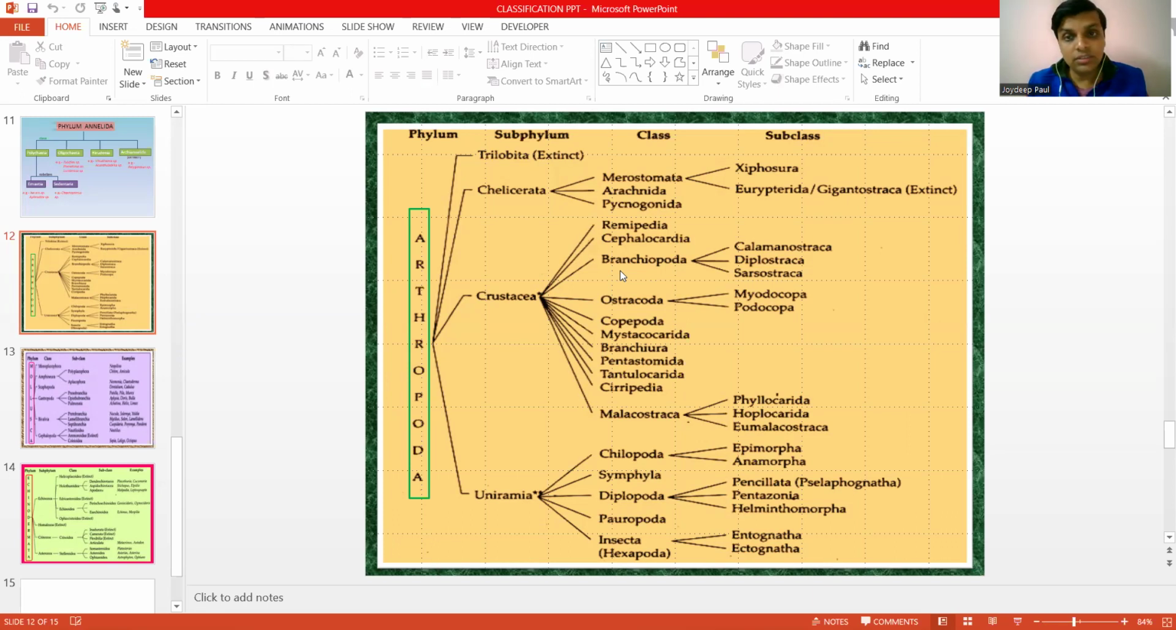Subclass 1, Calmanostraca, Diplostraca, and Sarsostraca. Examples are Triops or Lynceus and Artemia sp. respectively.